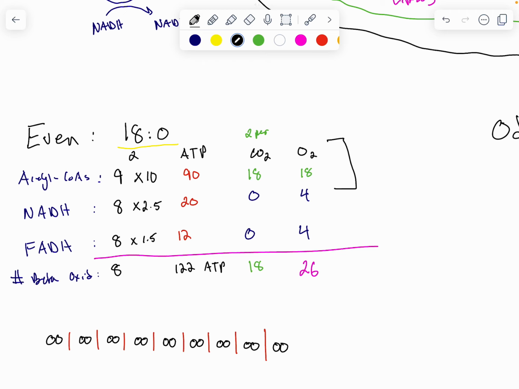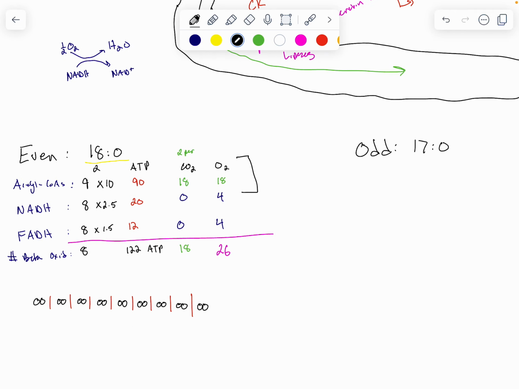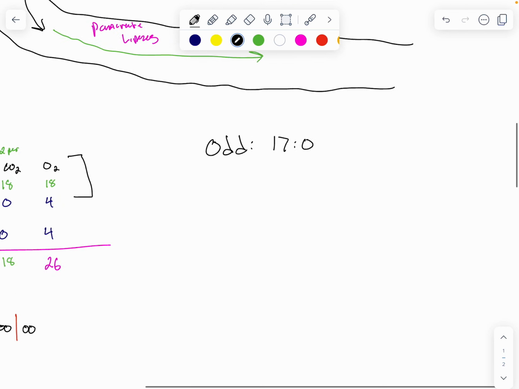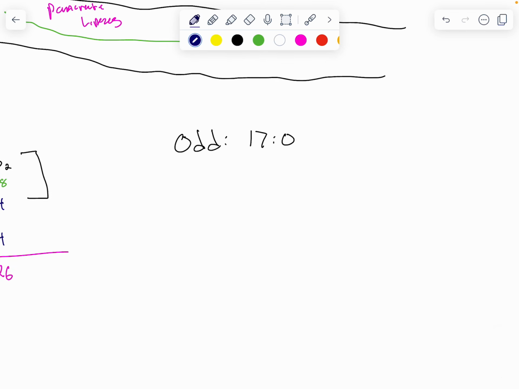And I know this is a lot, so again, any questions, please come and talk to me. But I'm just breaking this down because with the questions you get, you will just get raw numbers pertaining to this. And he might ask about CO2, he might ask about O2, he might ask about ATP. So you really just need to read carefully on what he's asking for. But this chart right here and how to do this math will be able to help you out for almost any question. So now let's talk about odd chain fatty acids.